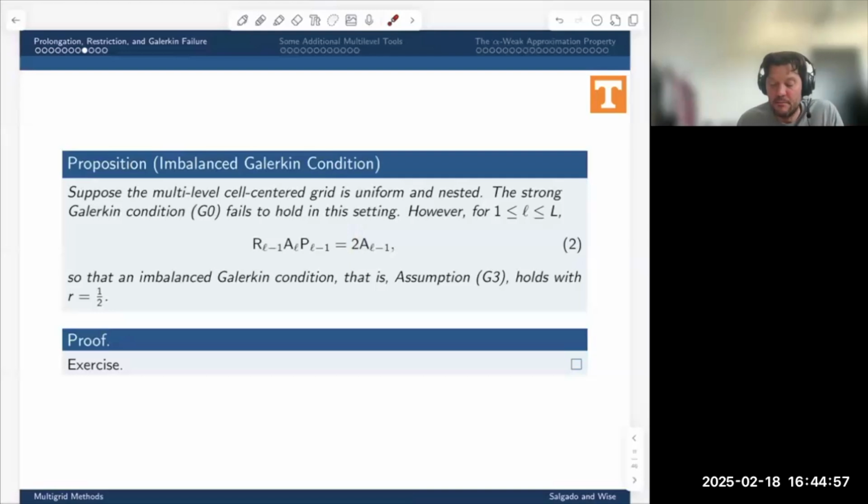And we find in this proposition, or at least if this proposition is true, and of course it is, that we precisely get that. So we don't have the strong Galerkin condition, it fails, but we do have the imbalanced Galerkin condition, that is to say, assumption G3 holds. And assumption G3 holds with R equals a half. So R equals a half.